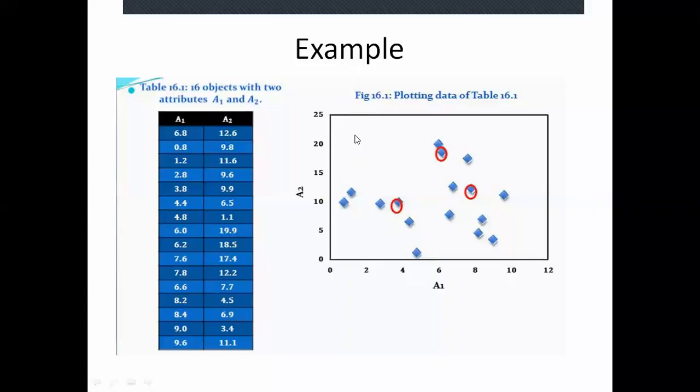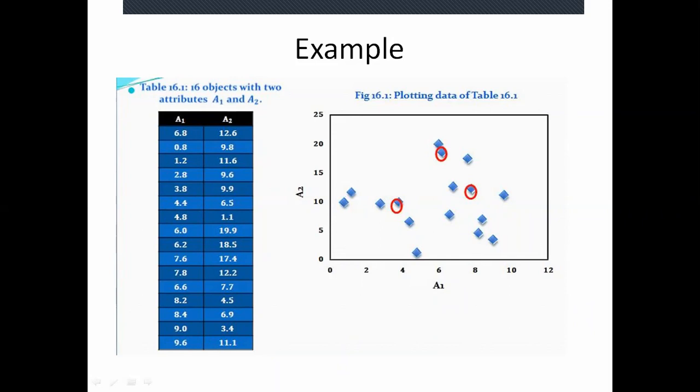First of all, if you draw a scatter plot, along the X-axis there is A1, and along the Y-axis there is A2. These blue points are your data points, displayed over here. Now we have to cluster them depending upon how many clusters we have to create. We have to do that using the numerical.